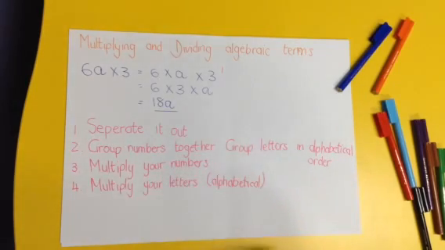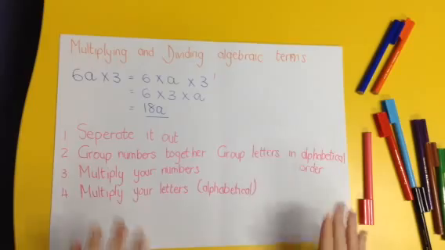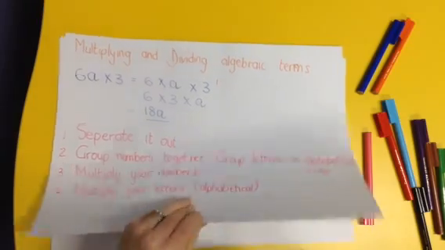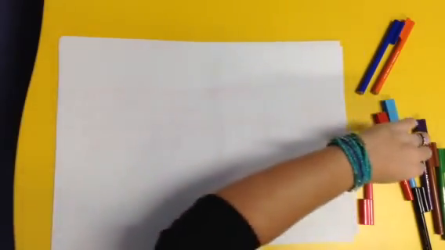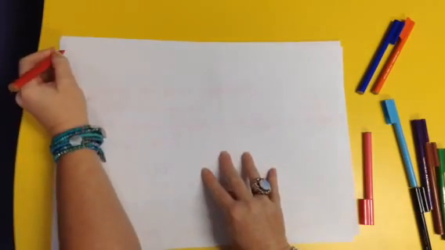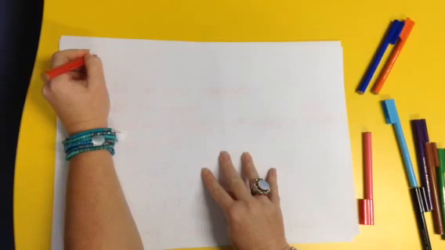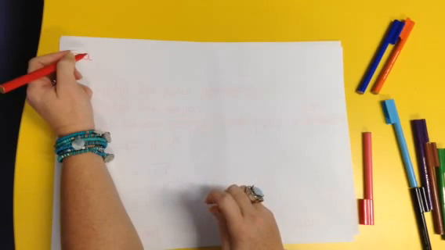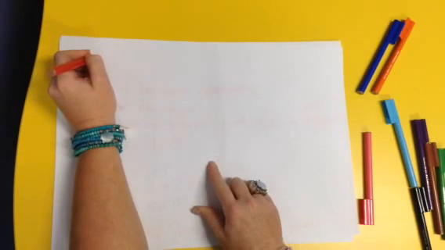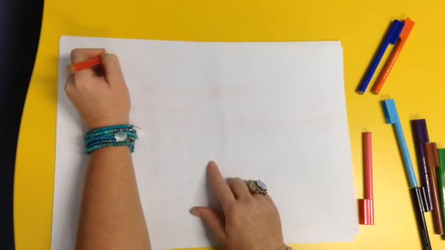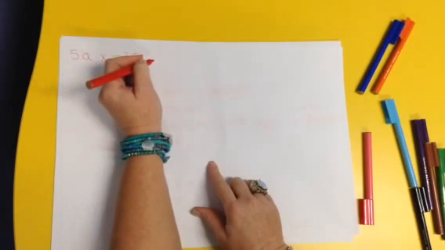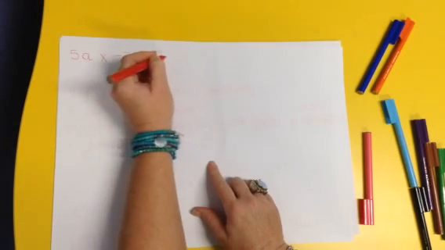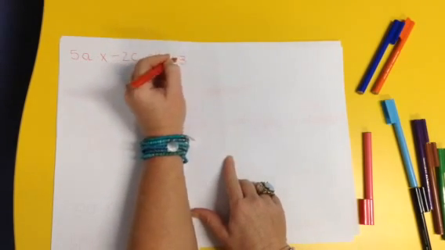Okay, so if you could write that down, you could put me on pause in the meantime. And I'm just going to do one more example with you, maybe a longer one. So let's look at this one. Okay, so this one is 5a times by, because it's always times by, negative 2c times by b times by 3.